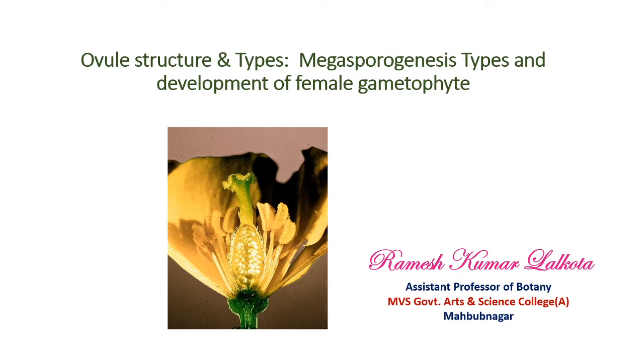In our last class, we saw about ovule structure and types and different structures concerned with the ovules. Today, we will see the megasporogenesis and development of female gametophyte in our class.